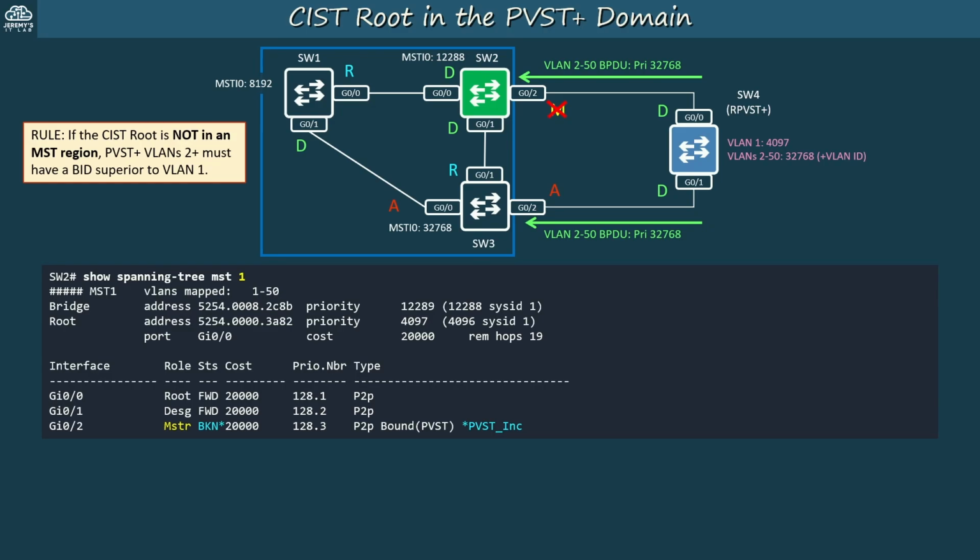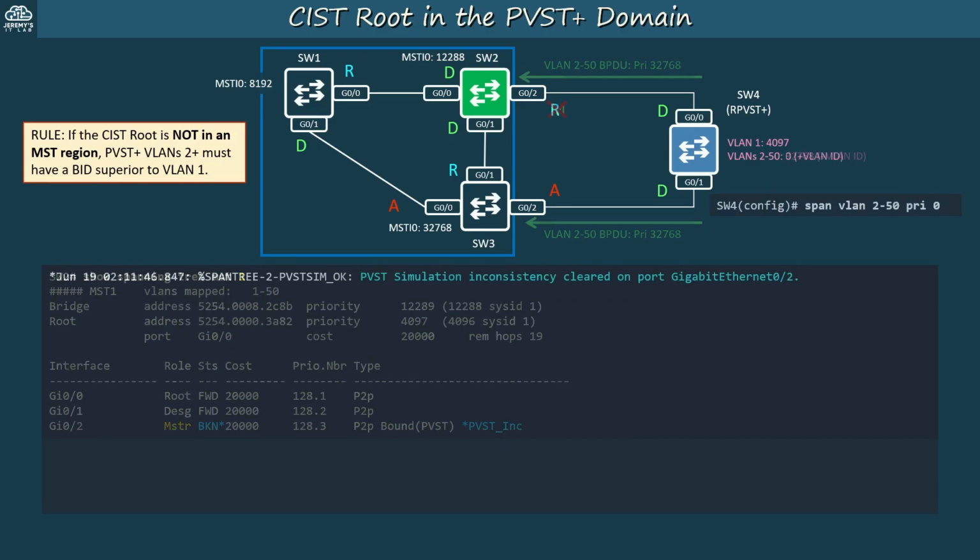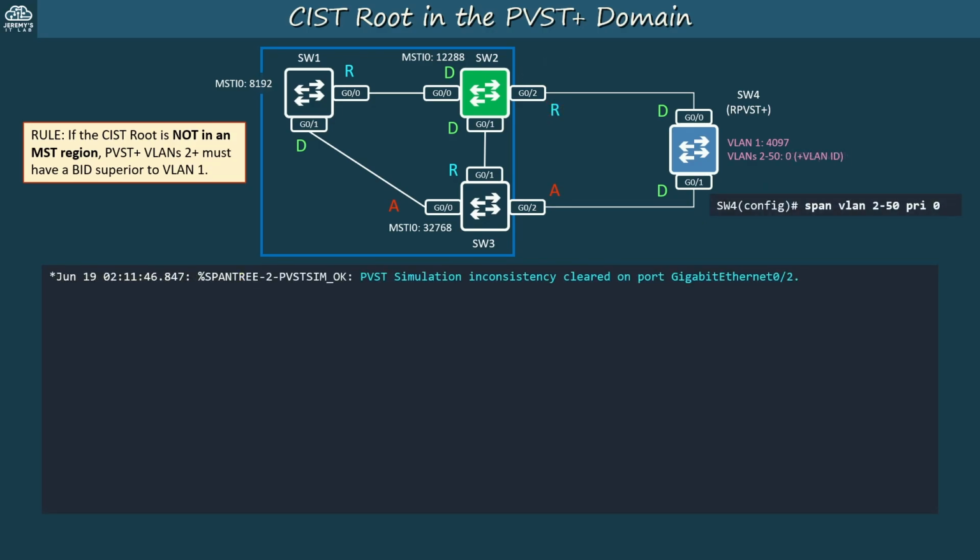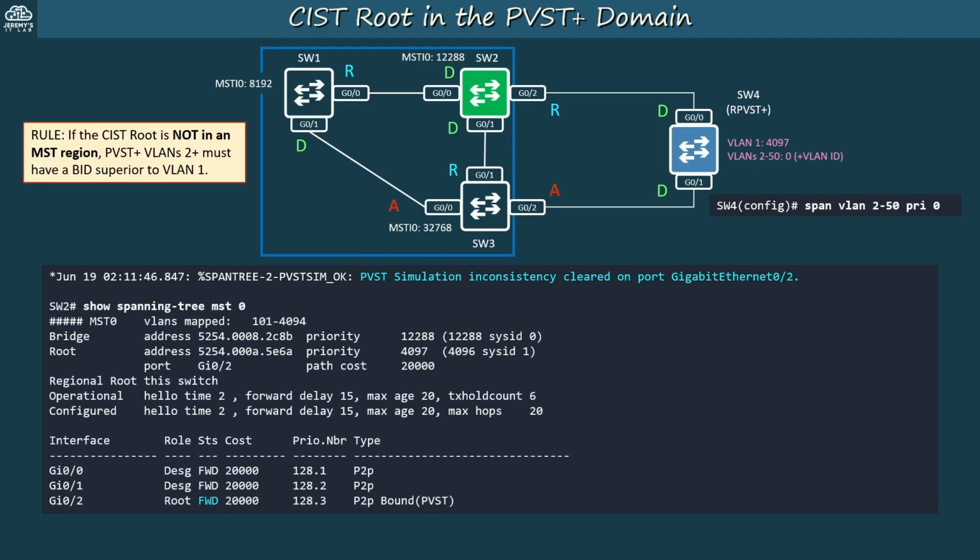To solve this, make sure that switch 4's bridge ID in VLANs 2 and greater is superior to VLAN 1. I returned switch 4's priority to 0 for VLANs 2 to 50, and a syslog message says the inconsistency has been cleared. As you can see, G02 is now forwarding again.